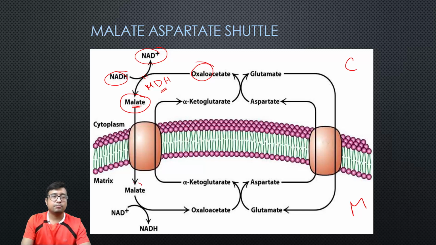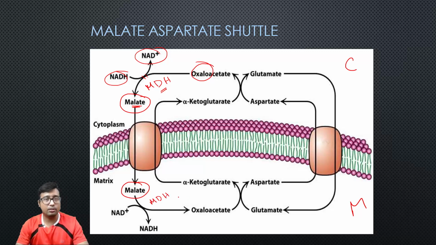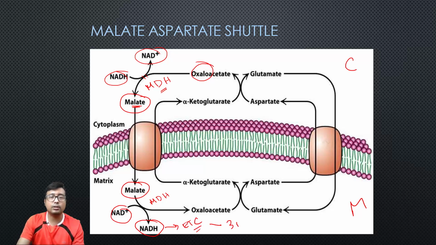Malate goes in, then the reverse reaction happens. So cytosolic malate dehydrogenase actually utilizes NADH, and mitochondrial malate dehydrogenase, this reaction is again catalyzed by malate dehydrogenase. This utilizes NAD plus and leads to production of NADH, and this NADH can enter the complex 1 of ETC and lead to production of 3 ATP.